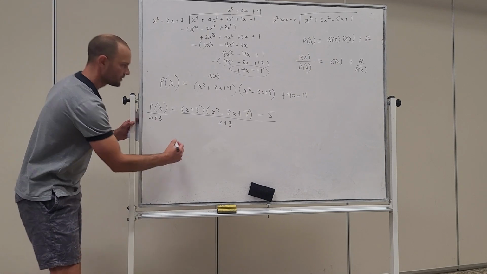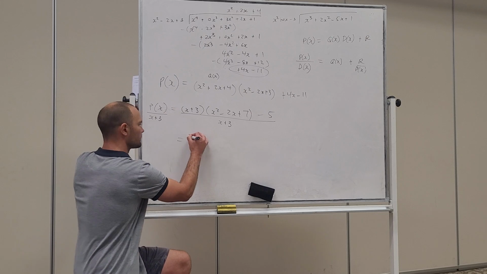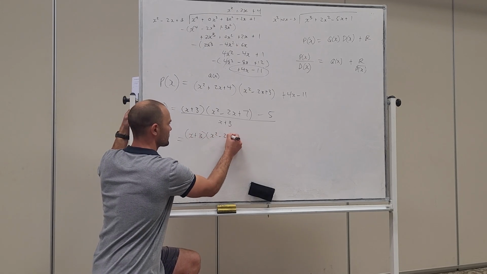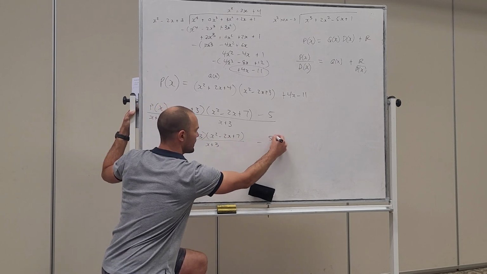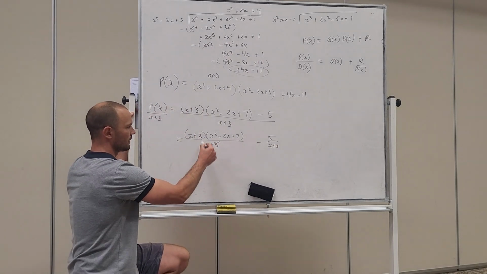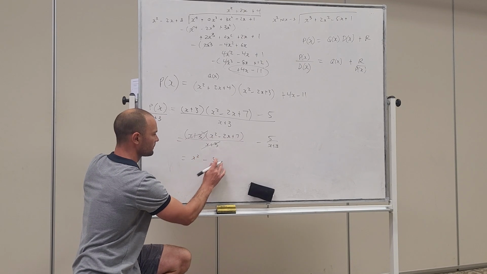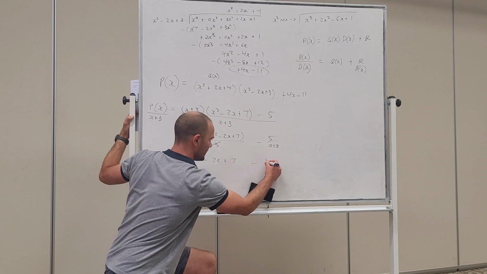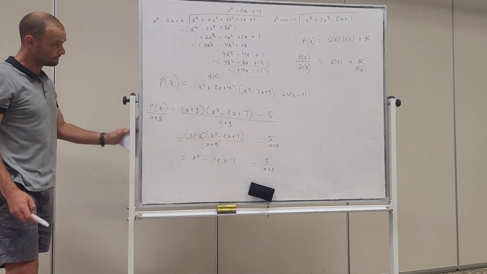Alright, so if we do that, let's split the denominator first. So let's think about x squared take 2x plus 7, all on top of x plus 3, and this one minus 5 on top of x plus 3. Now over here, x plus 3 will cancel, won't it? And so we're just left with the quadratic term, take away 2x plus 7. And over here, we're just left with the remainder.